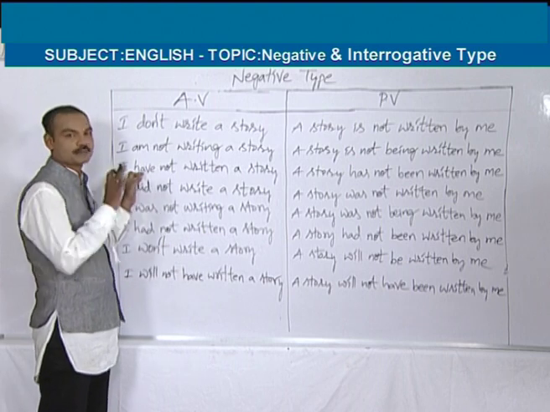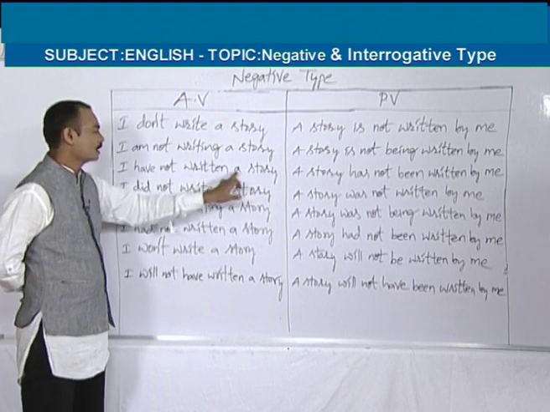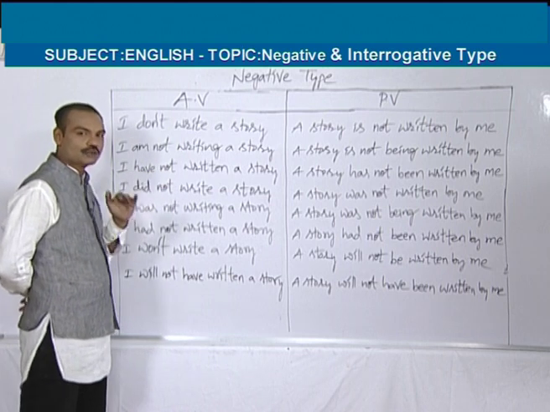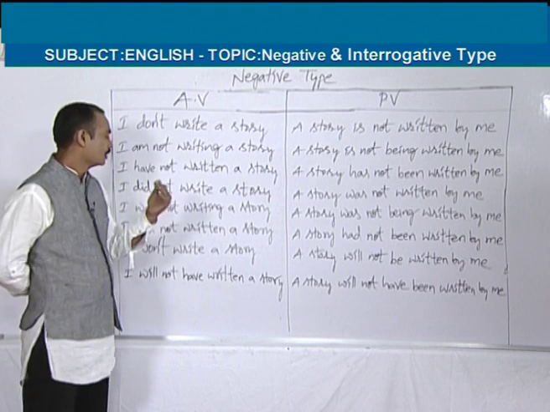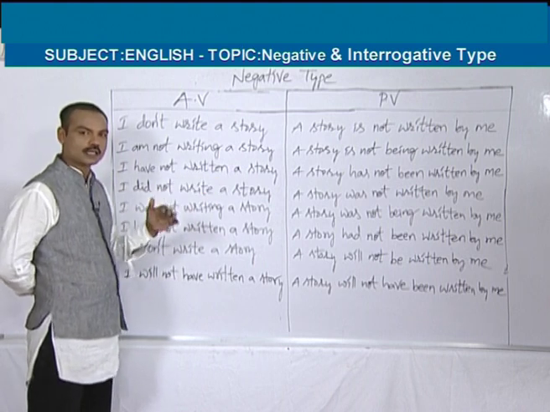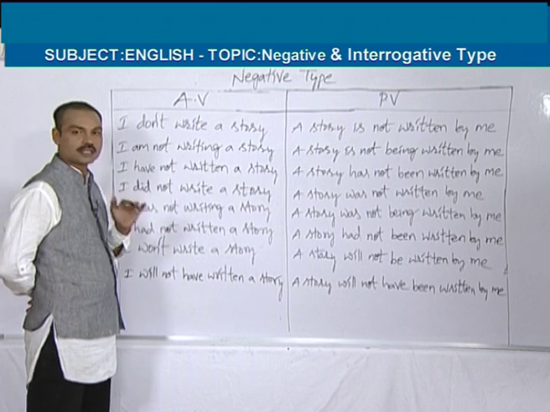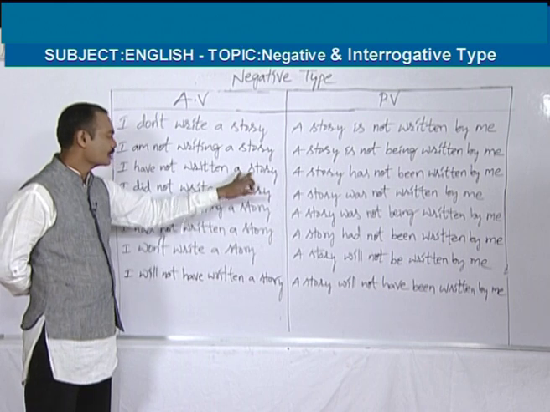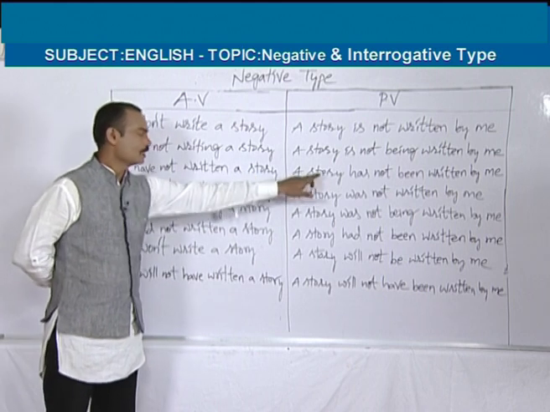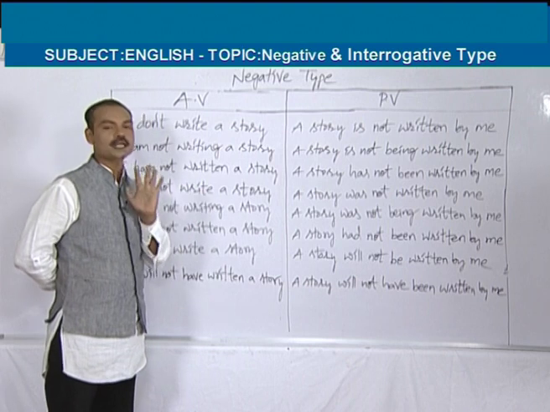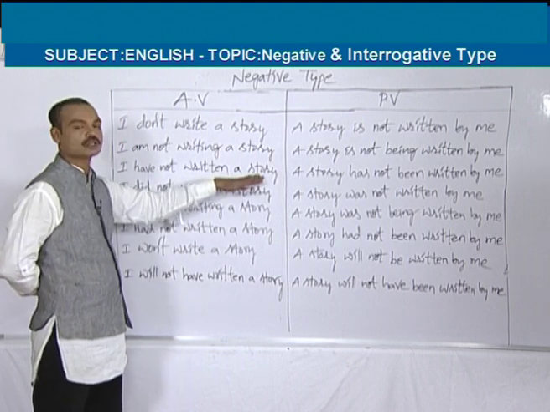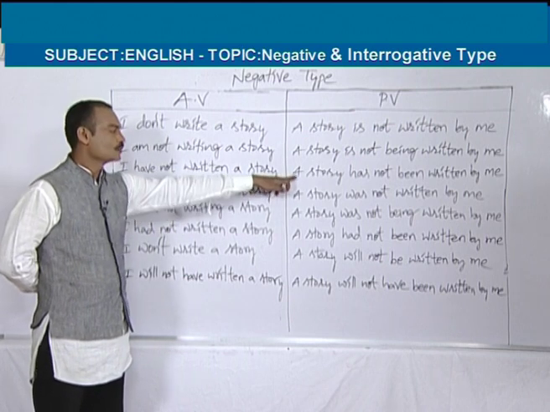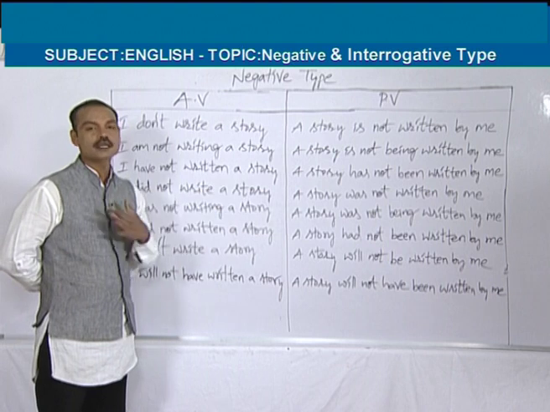Next, let's take present perfect tense. I have not written a story. How can you find out it is present perfect tense? Whenever you find have, has and the main verb, if the main verb is in the third form, you can treat that sentence as present perfect tense. I have not written a story. So a singular object is there. So, a story has not been written by me. For example, plural object, stories. I have not written stories. Stories have not been written by me.